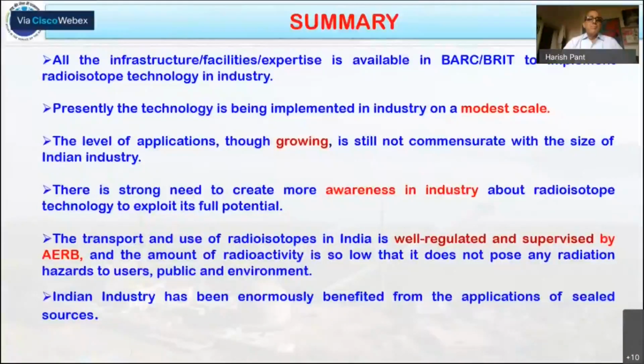And we expect that there has to be more and more growth, and more and more sealed source applications will be used in Indian industry. And only a few industries are very well aware of these techniques. And that is the reason that there is a very slow growth.